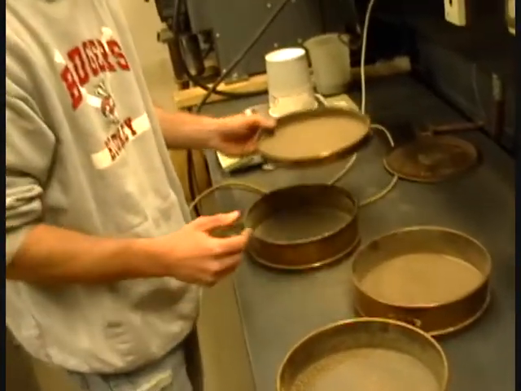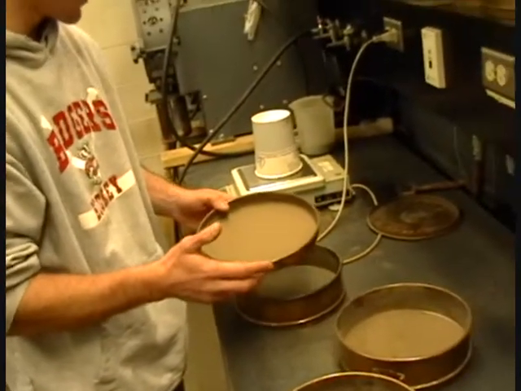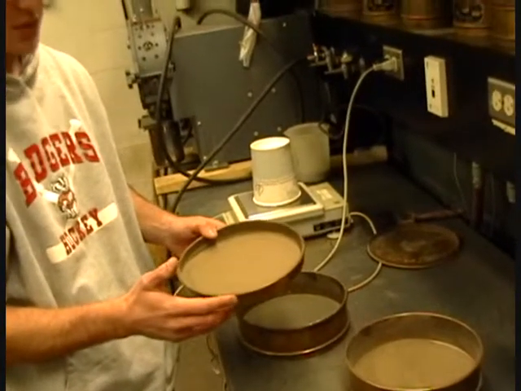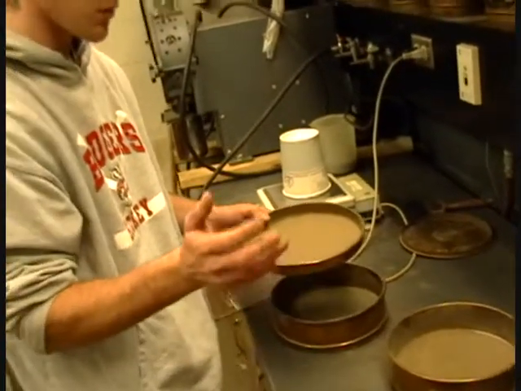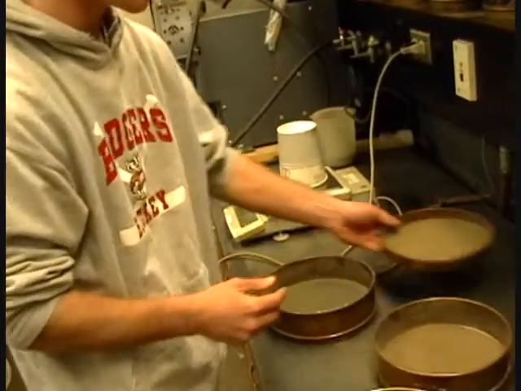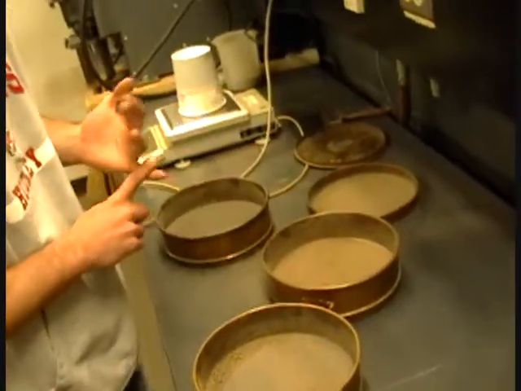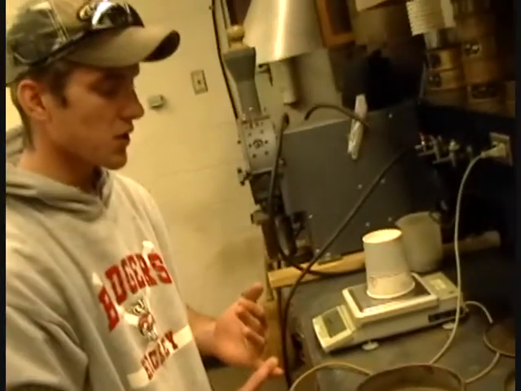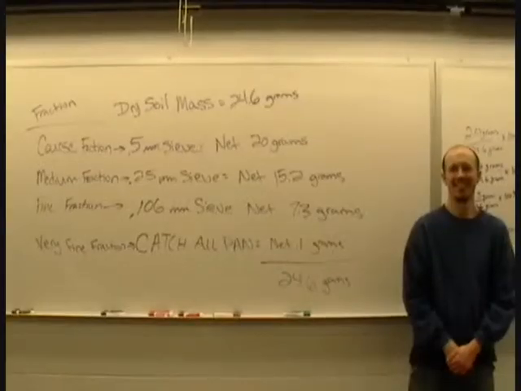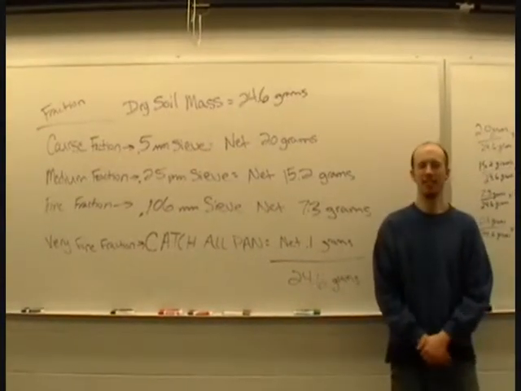And it's important to weigh the catch-all, since this is part of the mass of your total soil sample used when you first put it in the machine. So that's very important to be added, so you know that you're not losing any soil through your calculations. Alright, now on to calculations.